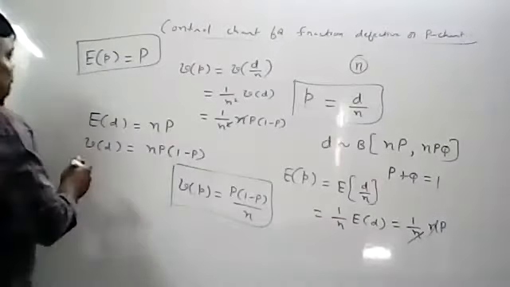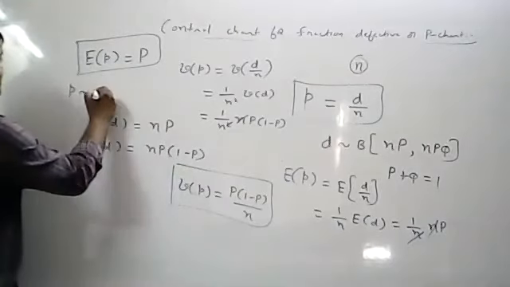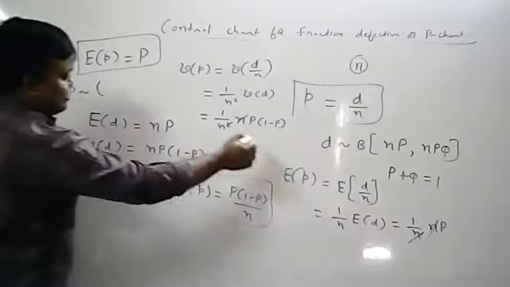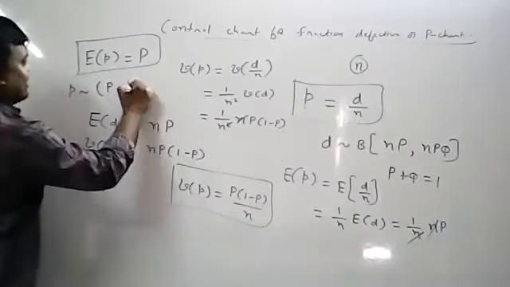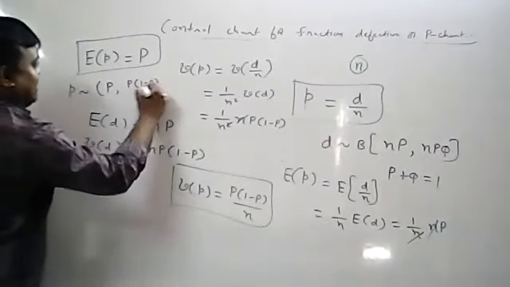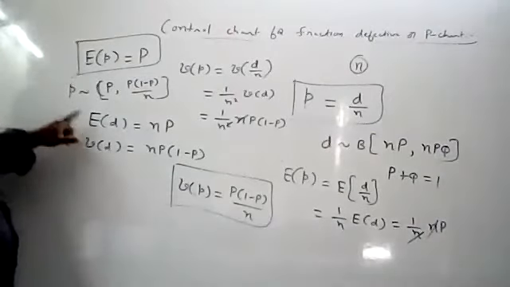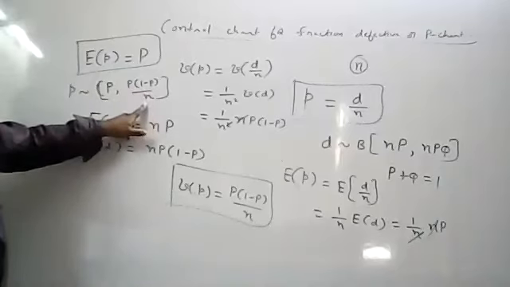So, therefore, what does small p follow? I will write here. Small p follows. What is the mean value you got? Mean is capital P. And what is the variance value? Variance is capital P into 1 minus capital P by n. So small p follows mean capital P and variance capital P into 1 minus capital P by n.